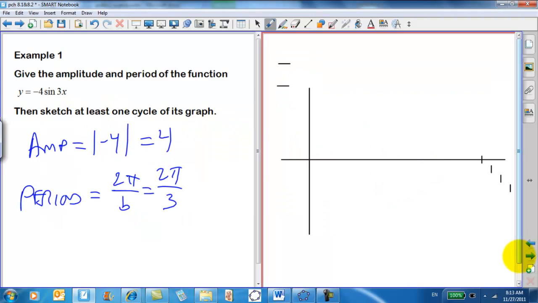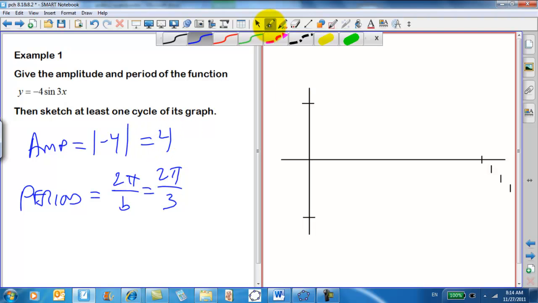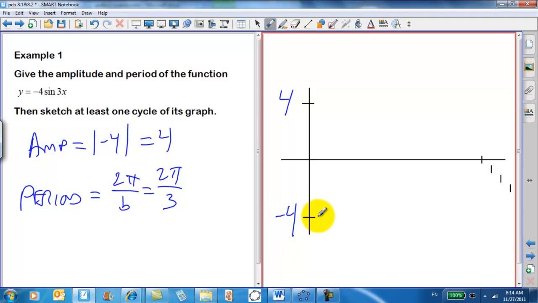So for graphing this now, let me give you some tips. First, the vertical, the y-axis. Put your tick marks, you don't have to have a tick mark for every one. You can just put your tick marks equally spaced here to represent the max and min of the function, and that will represent our amplitude. So we get an amplitude of 4. So we'll have a peak of 4 and a bottom of negative 4.